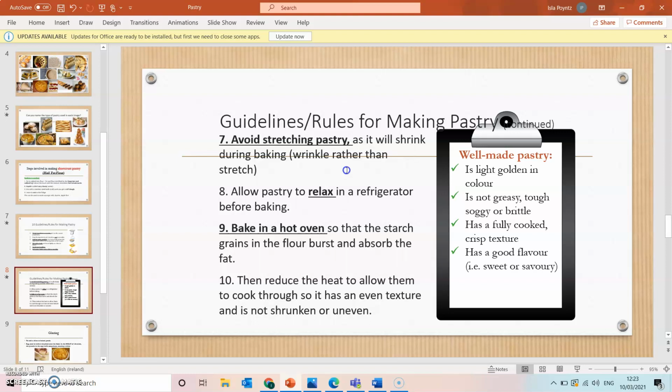Bake in a hot oven, okay, and the starch grains in the flour burst and absorb the fat. That's called gelatinization, and then reduce the heat. Now, well-made pastry should be light golden, not greasy, soggy or brittle. It should be fully cooked with a crisp texture, and it should have a good flavour.